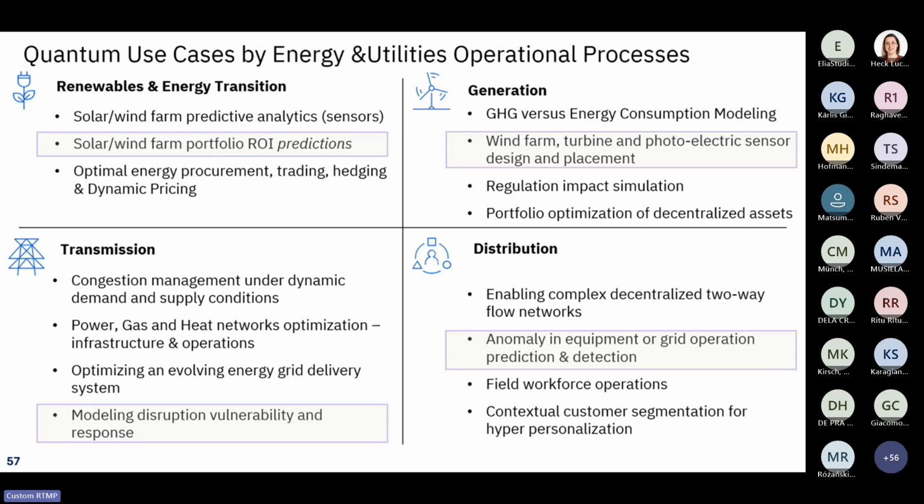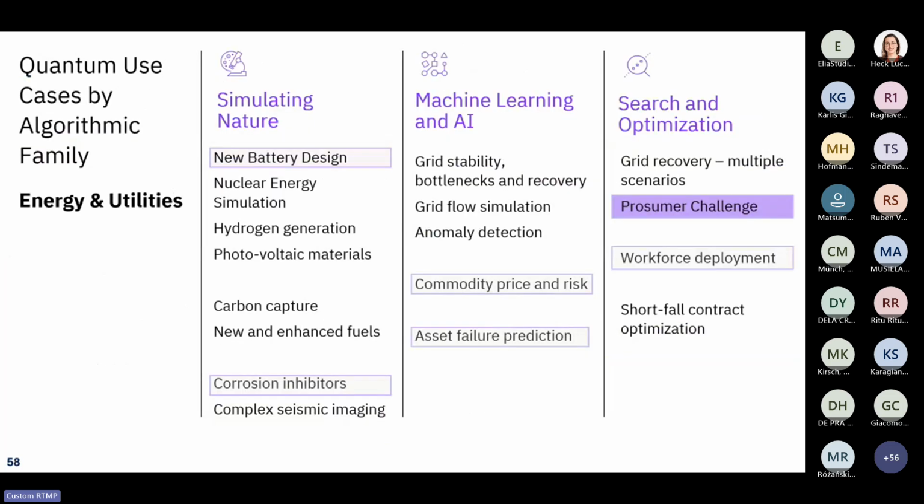On the bottom of the screen, you find transmission. It was already discussed also a little bit in the congestion management by Elia. How can you predict, how can you prevent vulnerabilities, and how can you model for them? And the distribution, another example would be, for instance, detecting anomalies in the grid and how to solve them in a quick way. Okay, that is the first way to address it.